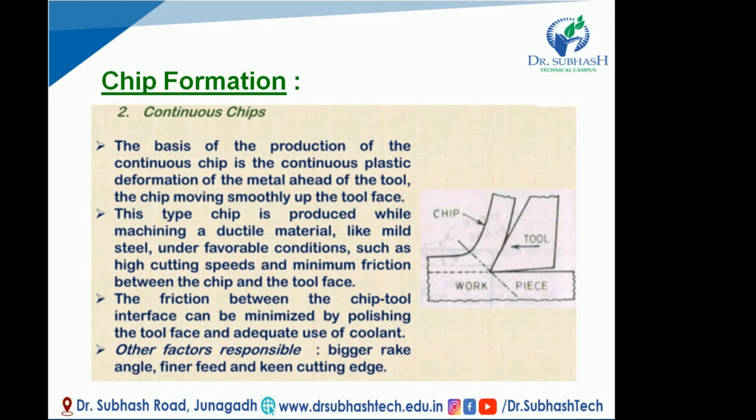First one, it is a ductile material. Second thing is a high cutting speed. Third one, that is a small chip thickness. The rake angle in the chip formation is very large, and minimum friction between the tool and chip. These are the different conditions that can exist to produce the continuous chips, right?